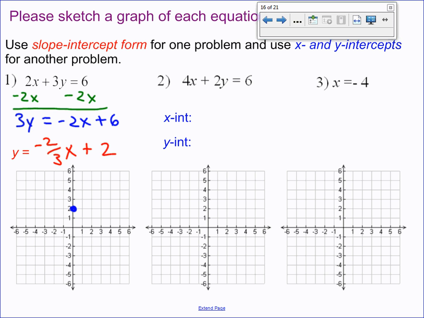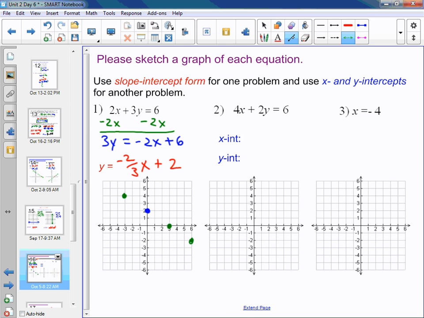Great. So from this point or any point, I could count down 2 and over 3 from left to right. Everybody do that. Down 2, over 3. We can count backwards so long as we then went up 2 and then back from right to left. Connect those with our line tool and we're good to go. So slope-intercept form is useful because it allows us to make a sketch by hand easily.